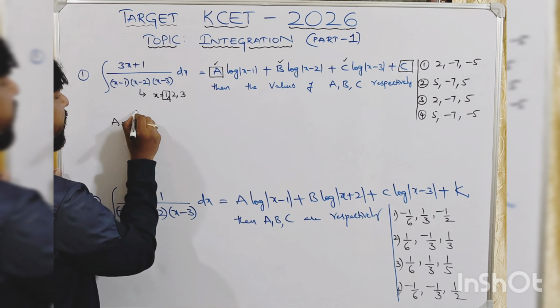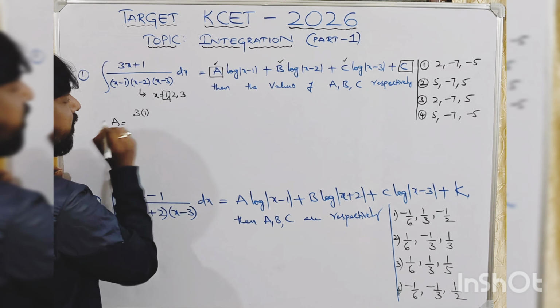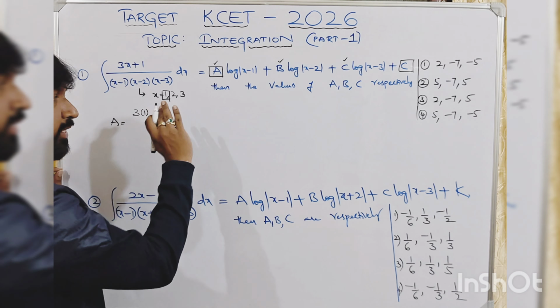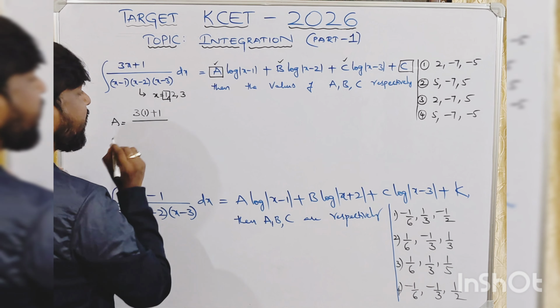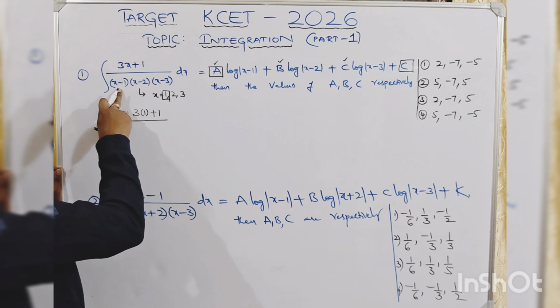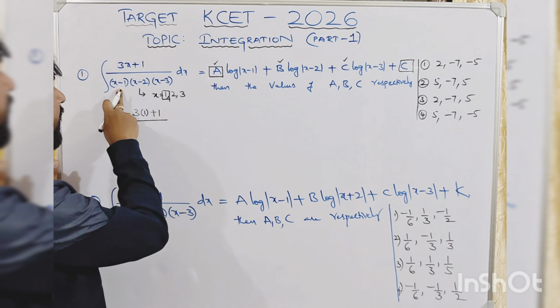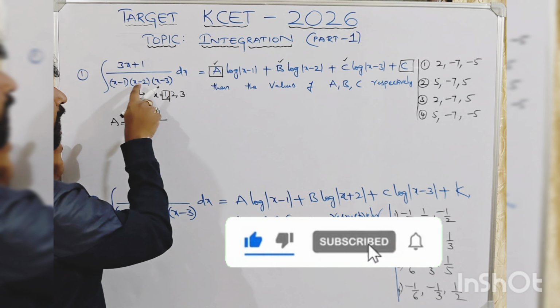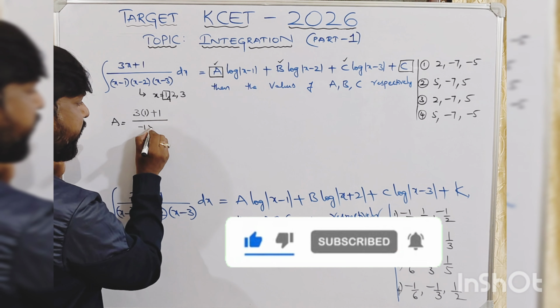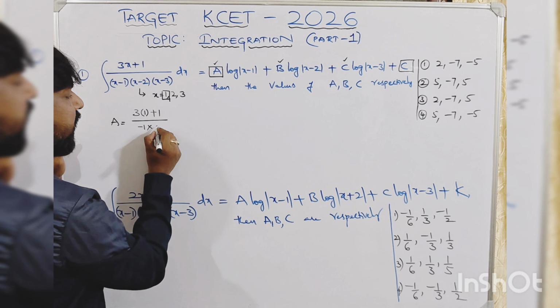Then what happened? A is equal to 3 into... in place of x, where x is there, replace that x value. 3 into 1 plus 1, whole by... except where the function fails. For example, if you substitute 1 minus 1, that is 0, don't consider this one; substitute in the remaining two. 1 minus 2 is minus 1, into the product given, 1 minus 3 is minus 2.